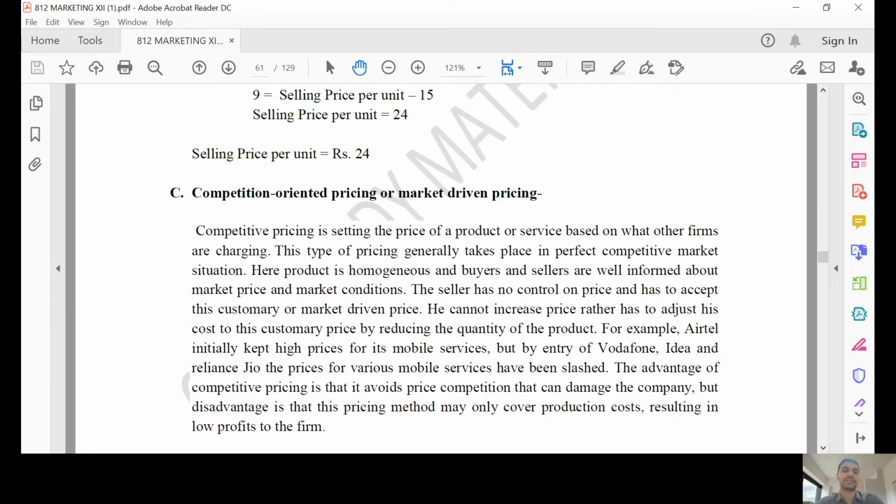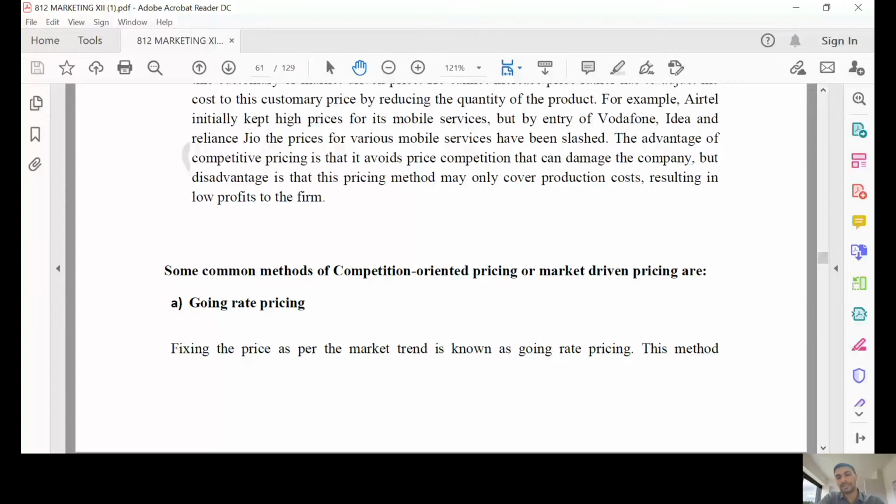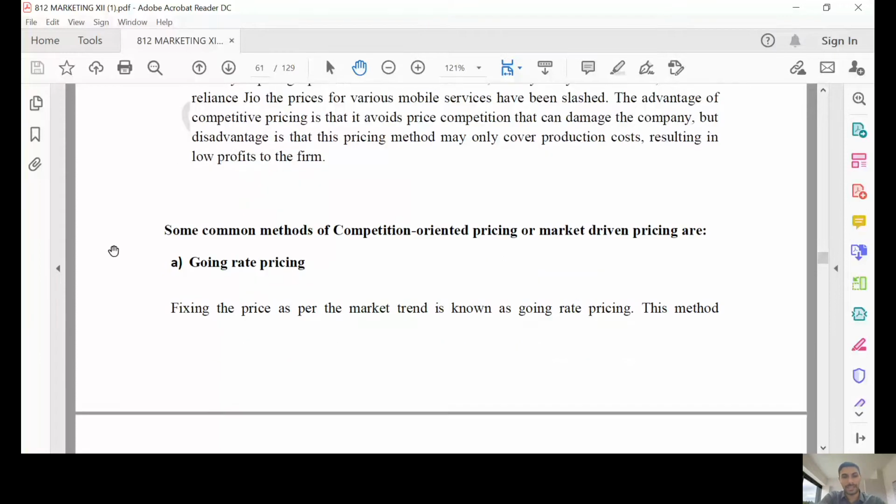If Colgate is selling the product at 4 dirham, Close-up will sell it at 3.50 in order to survive in the competitive market. Then Colgate will again reduce the price. So what are different types of competition-oriented pricing? Different methods of competition-oriented pricing. Competition-oriented pricing is also called market-driven pricing.